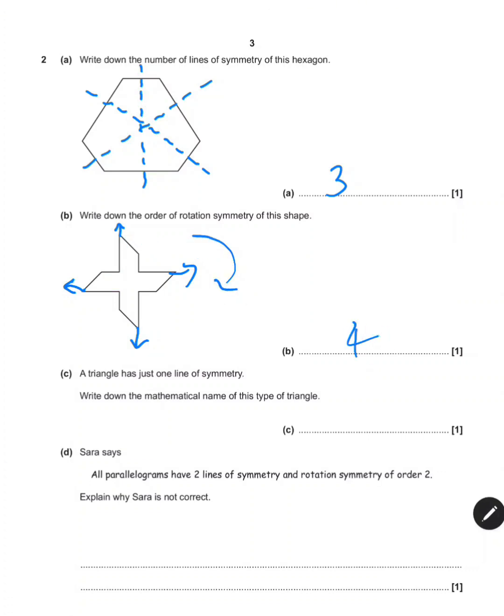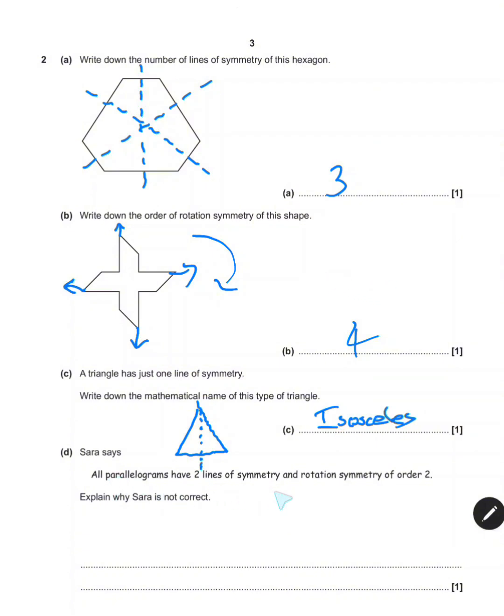So, a triangle has just one line of symmetry. So a triangle with one line of symmetry is going to look like this. And that is an isosceles triangle. And then final part D, we're talking about parallelograms.